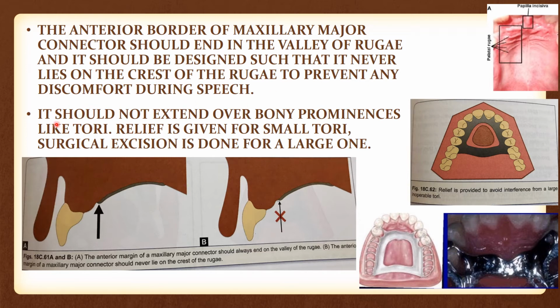The next is it should not extend over the bony prominence like tori, and relief is given for small tori, and if there are larger ones, surgical excision is done. So this is like a bony prominence. This is a tori, palatal tori. So relief is given in such cases if it is a small one, and if this tori is a larger one, you surgically remove that tori. So these are the design considerations for designing of major connectors.